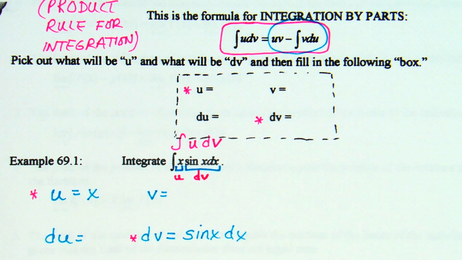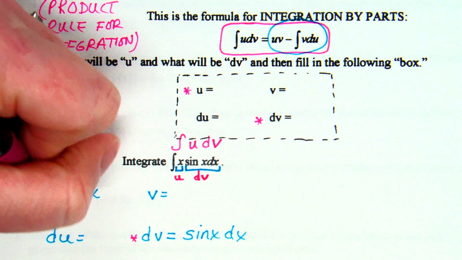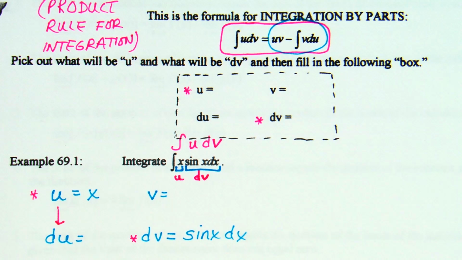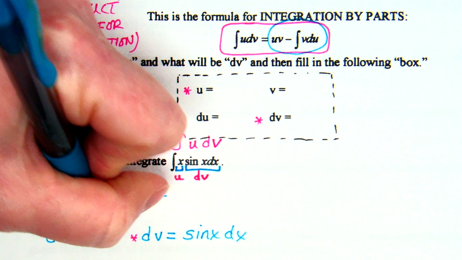Yes. Okay? So, to get from u to du, you need to take the derivative, yes? So the derivative of u is du. What's the derivative of x? Just 1. Now, since it's in terms of x, you're going to have to tag on a dx. So 1 dx, or if you will, I'm just going to put dx.